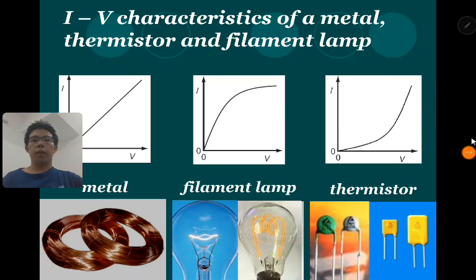Alright, let's come back to the part that I skipped just now, which is the IV characteristic graph. It means that the graph is plotted of current against potential difference across these three things. One is the metal conductor, the second one is the filament lamp, and the third one is the thermistor, which is a semiconductor also. You can see that these three graphs are very different from each other, and you actually need to know why they are different and how they are different from each other. Okay, we are going to look into the details of it.